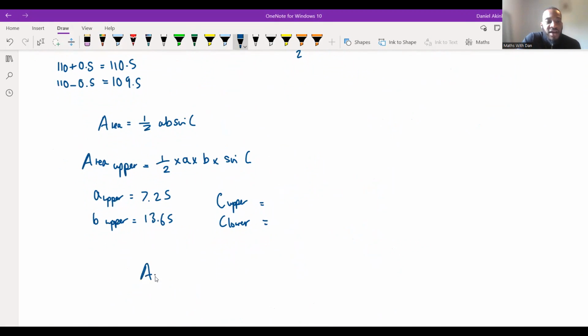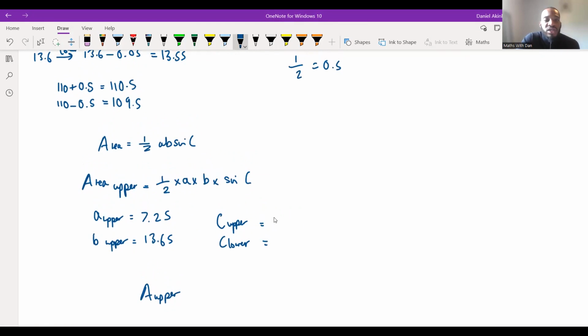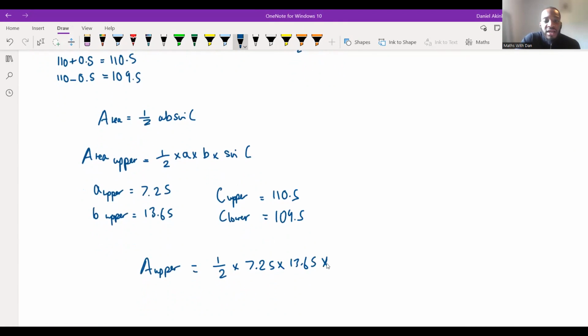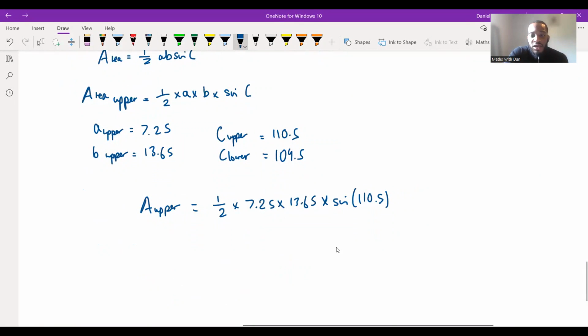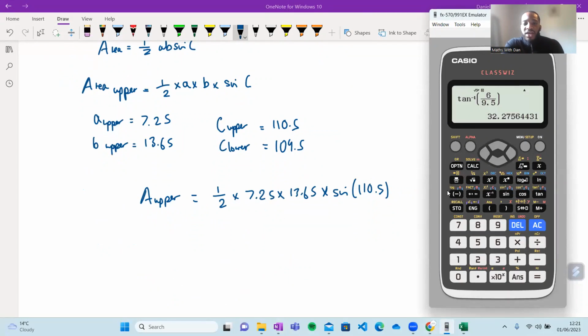If I do capital A for the area, A upper, there are two options. It's definitely the upper bounds for the distances, but with sine you've got to be careful here. So what were the two values? It was 110.5 and 109.5. So let's put this here and see what that gives us. It could be either this one: a half times 7.25 times 13.65 times, let's use the upper bound, sine of 110.5. Let's put this in our calculator, and you guys can put it in as well and double check with me that you get the same thing I do.